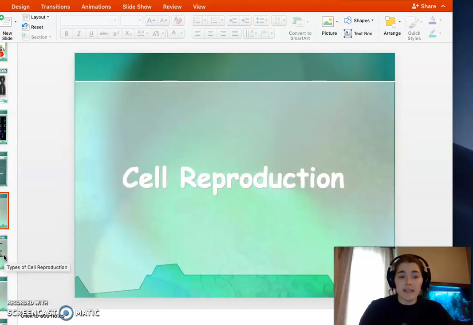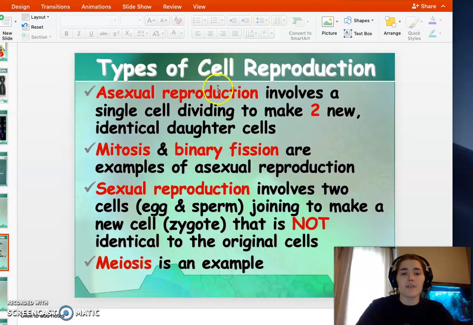All right, let's talk about cell reproduction. So how do we make new cells? There's different types of cell reproduction. Asexual, A kind of means not. Asexual reproduction is where one cell divides to make two new daughter cells. So asexual does not involve any sort of mixing of DNA. It's basically to make clones. Mitosis and binary fission are examples of asexual reproduction.